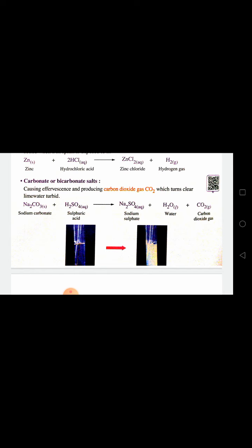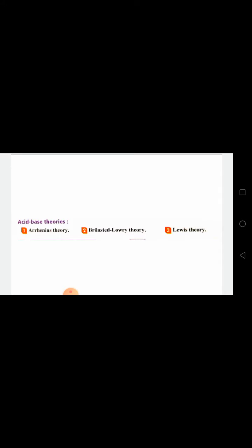The theories which define acids and bases are different. In this lesson, we will study three theories. The first is called Arrhenius Theory, the second Brønsted-Lowry Theory, and finally Lewis Theory.